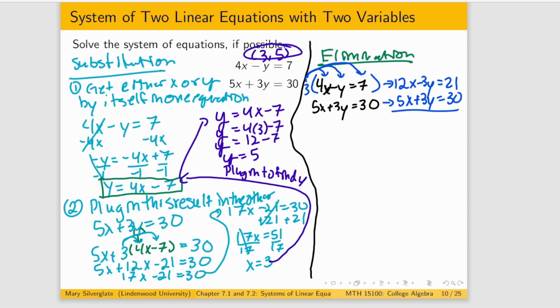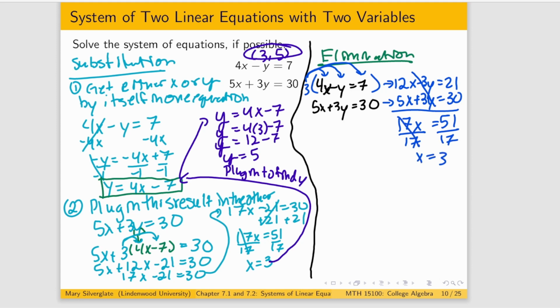So let's go ahead and add this straight down. 12x plus 5x makes 17x. Negative 3y plus 3y makes 0, just like I designed. 21 plus 30 gives us 51. Now we're down to the final step of dividing by 17. x is equal to 3.